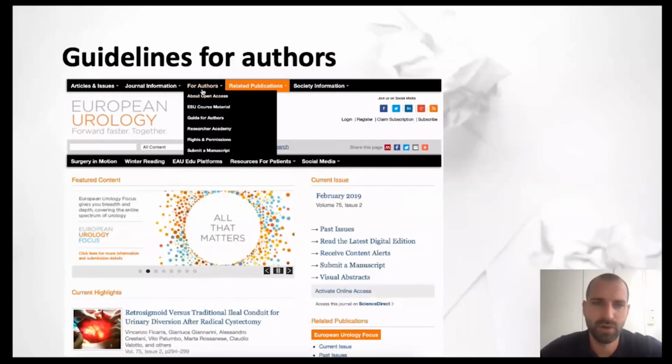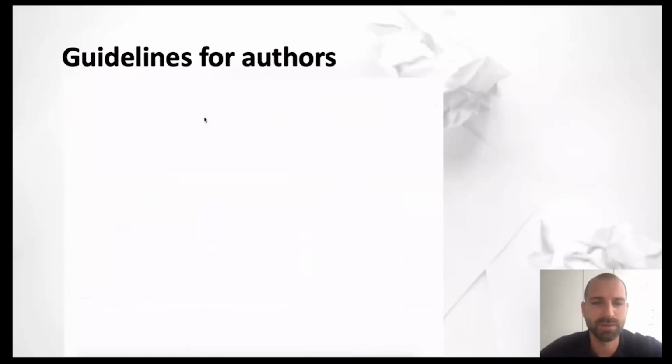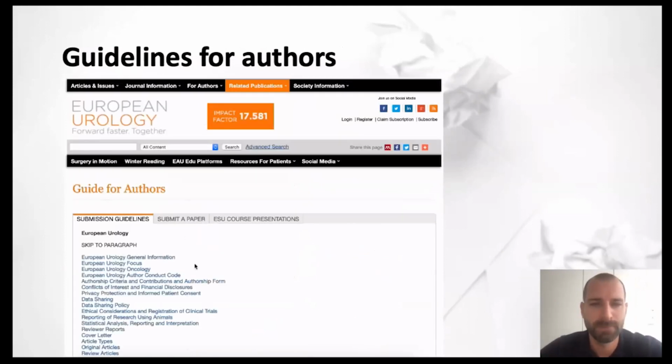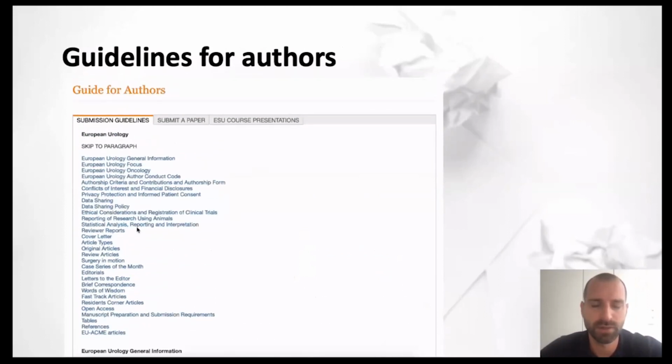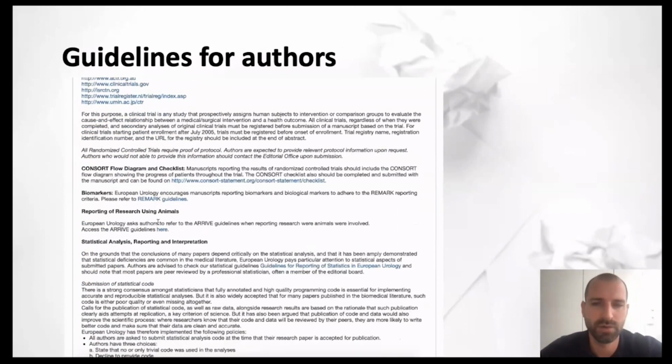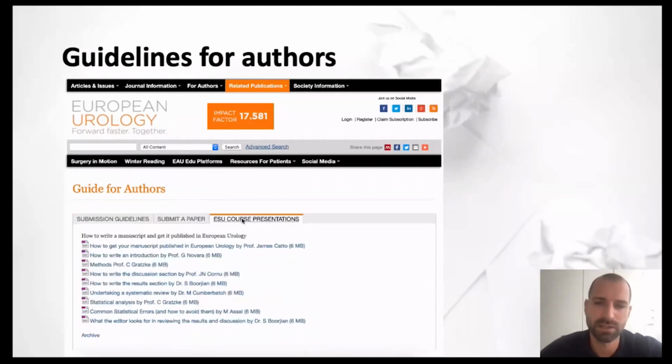Also, please, before you start submission of your manuscript, actually basically before you start writing your manuscript, if you want to target one of the European Urology journals, please go to the Guidelines for Authors, as you can see here. You can find them on the website of European Urology, and it's of vital importance to stick to these author guidelines in order to increase your chances of your paper getting accepted. And there you can also find the ESU course presentations that were given today for your reference.